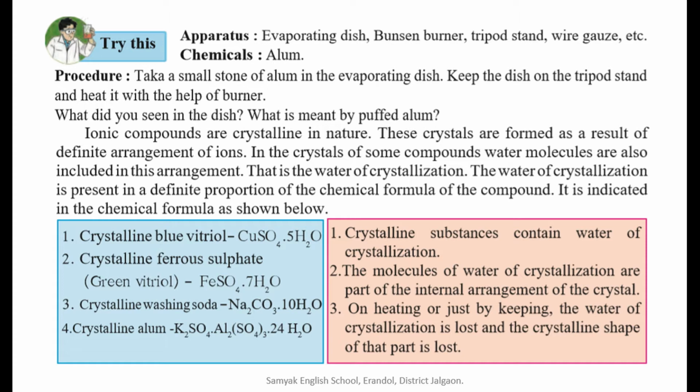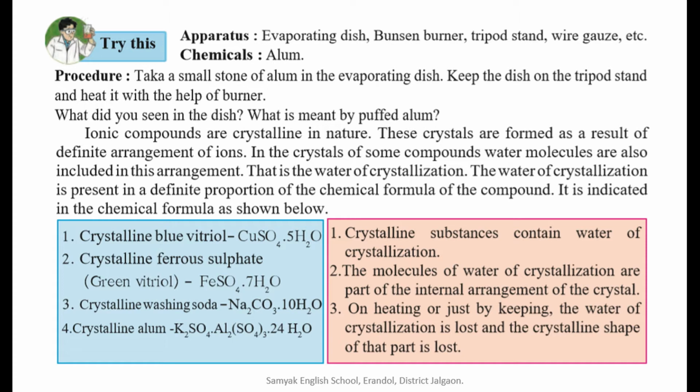Crystalline blue vitriol is copper sulfate and 5 water molecules. Crystalline ferrous sulfate, which is green vitriol, is ferrous sulfate and 7 water molecules. Crystalline washing soda is sodium carbonate, Na2CO3, and 10 water molecules. Crystalline alum is K2SO4 Al2(SO4)3 and 24 water molecules.